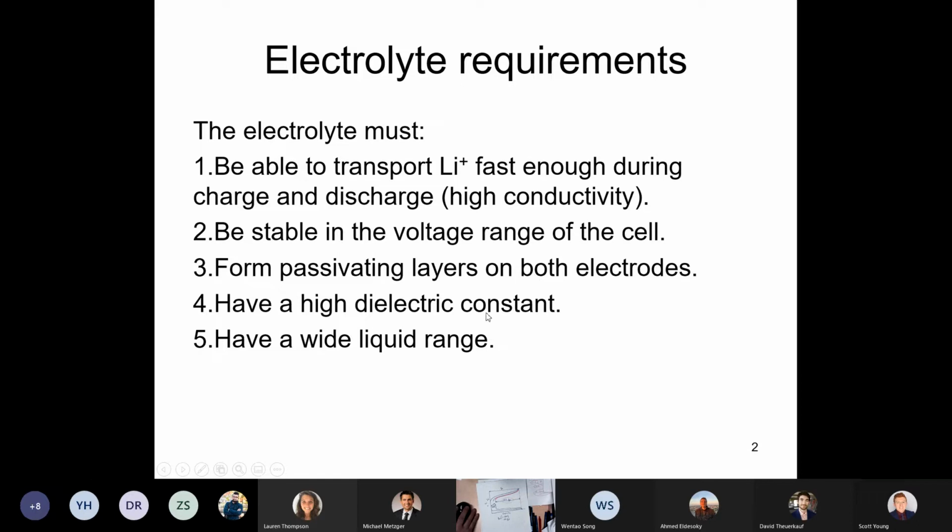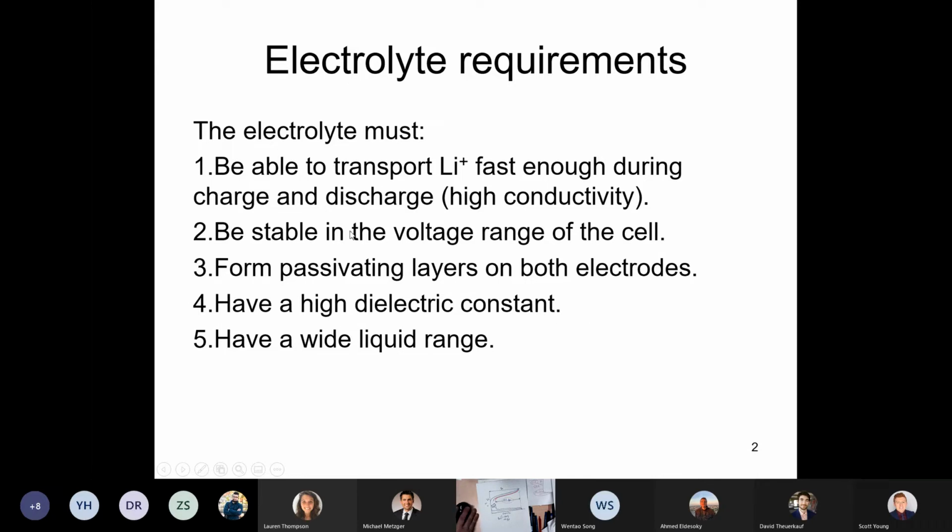It should have a high dielectric constant to be able to dissolve electrolyte salt, and it should have a wide liquid range, meaning both in temperature and in salt concentration. So these are the main characteristics of the electrolyte.